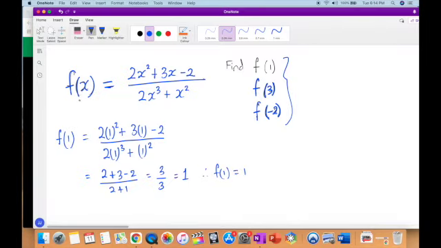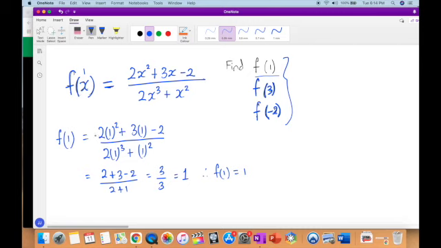Right. So what we have is a function in x, f(x) equal to (2x squared plus 3x minus 2) all over (2x cubed plus x squared). A complicated looking function. And we have to find f of 1. So you can see here that f of 1 is me just taking 1 and putting it where x is. That is exactly what I'm doing in this equation.